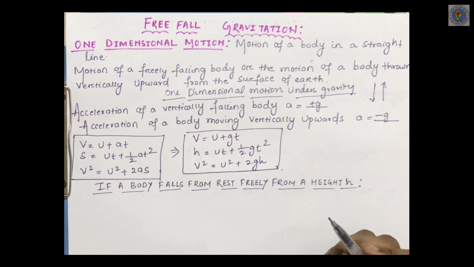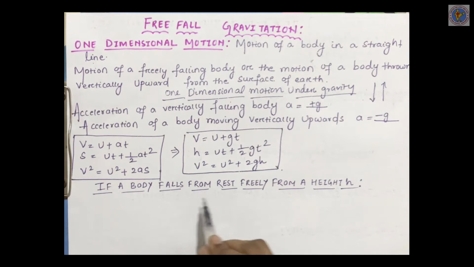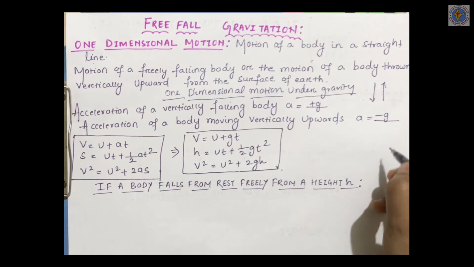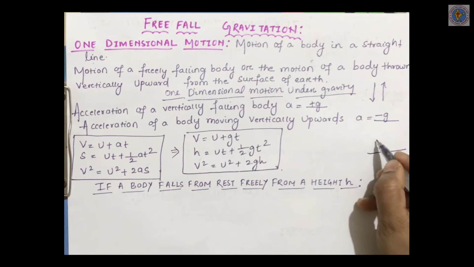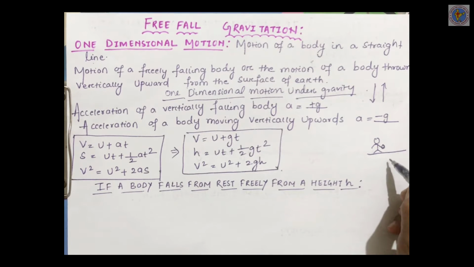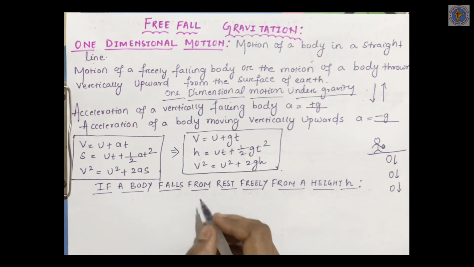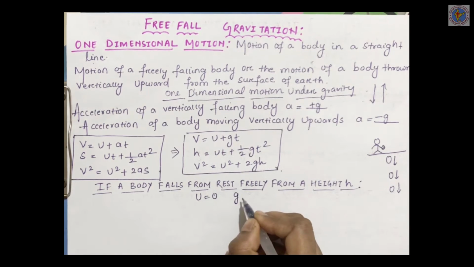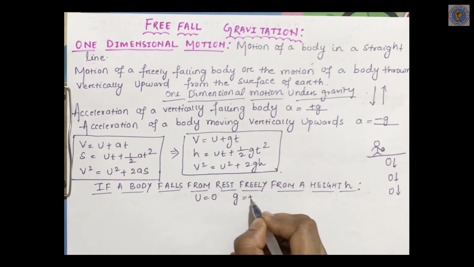Now let us consider two cases. First case: a body falls from rest freely from a height. Let us consider that a person is standing on the roof holding a ball. Now the ball is dropped and falls from the height. Children, tell me what was the condition of the ball initially? The ball was at rest, so u will be 0. Here g is taken as positive.